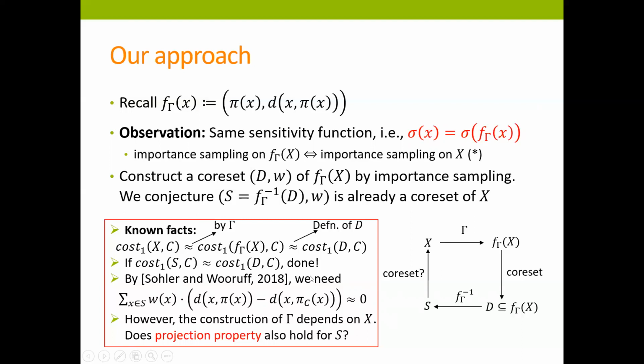By Sohler and Woodruff, it suffices to prove that the projection property also holds for S. Say the sum of the weighted projection differences within S should be always small with respect to all center sets C. However, the construction of gamma depends on X. Thus, it is unknown whether the projection property actually holds for S.